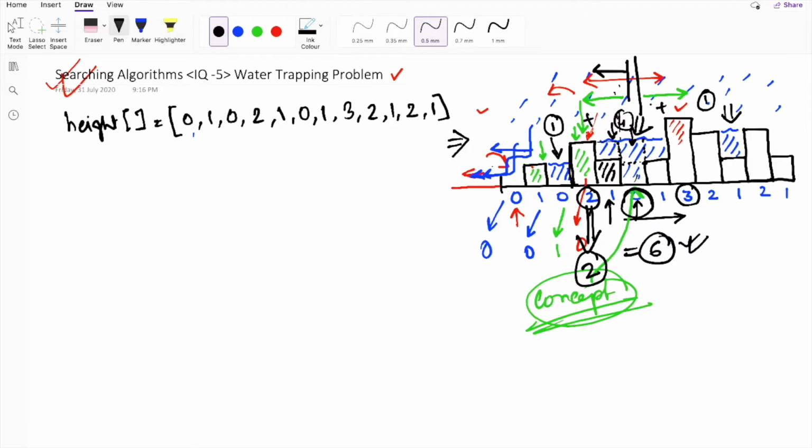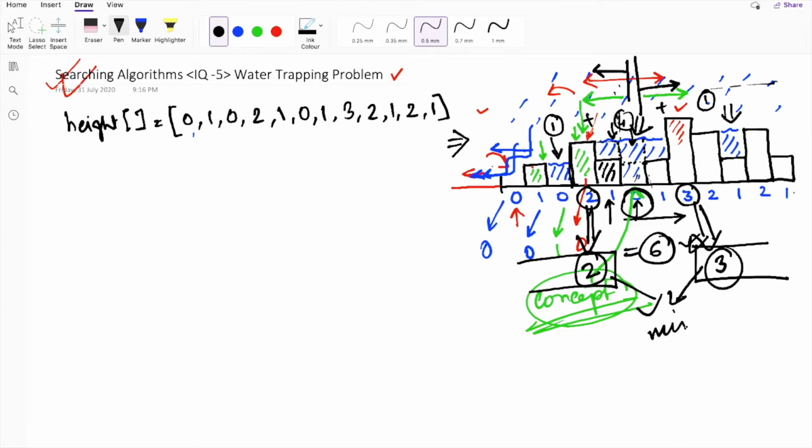Similarly, we have to find the maximum height of the block on the right side of this block. Over here, the maximum height of the block among this subarray of blocks is 3. And once we find out the maximum height of a block on the left side and the right side, the next step is to find the minimum of these two. Over here you can see the minimum of height 2 and height 3 is height 2. So the value of this is 2.